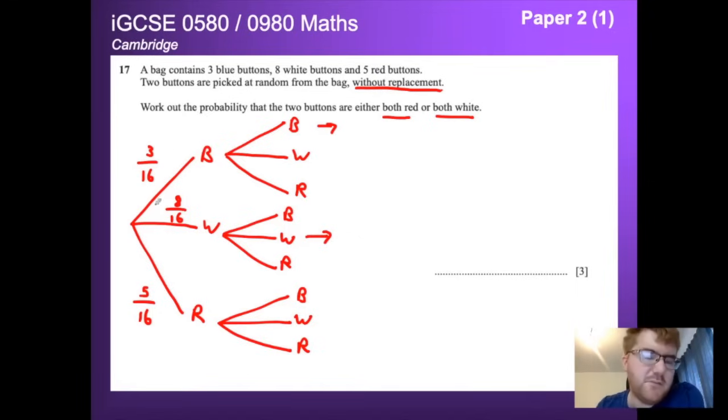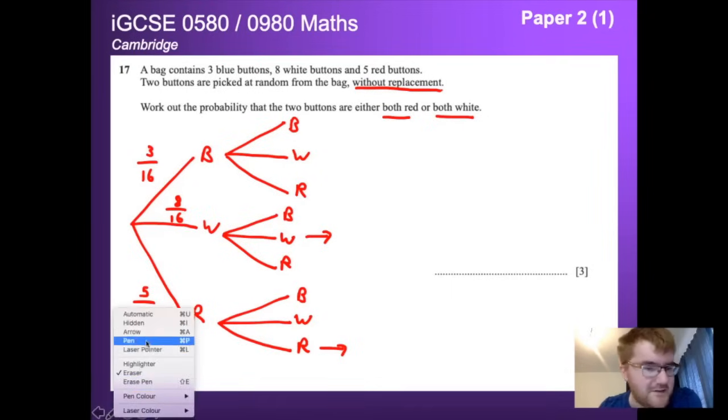Now, to work out this one here, well, if I go down the blue route, I've already chosen a blue one. And I just realised I don't want to choose a blue one. I want to choose a red one and a white one. So we need to go down here and here. See, as you go through the question, you should check these things. And if it's not correct, then just change it as you go through. So let's go through the situations again.